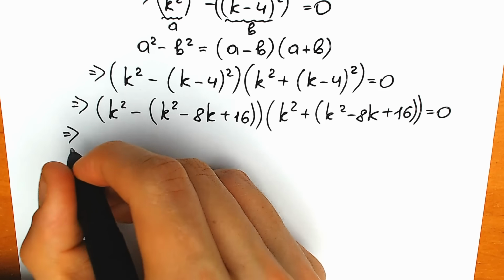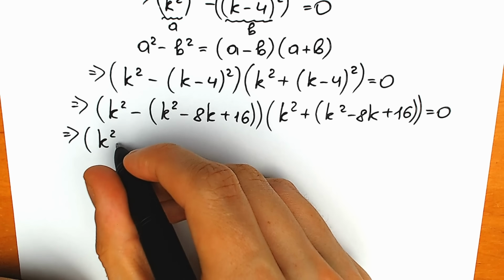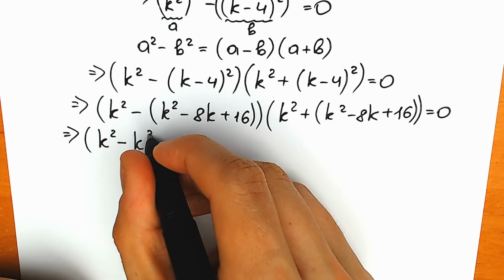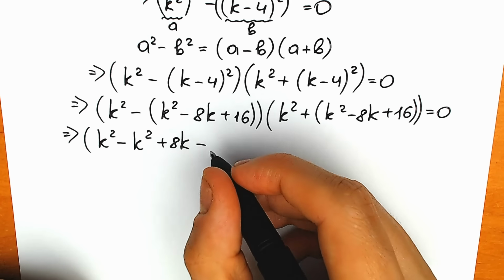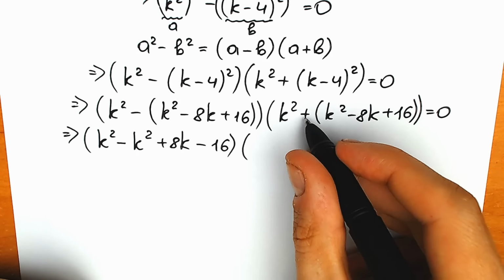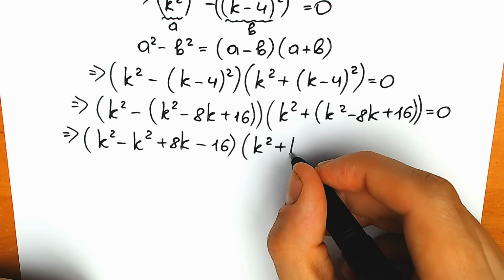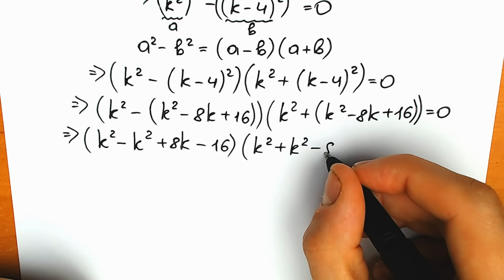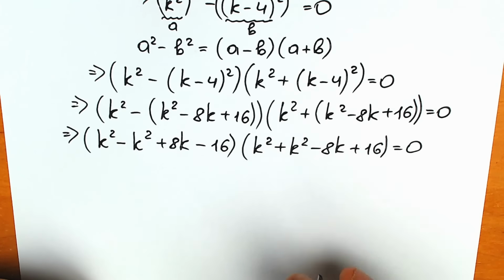Okay, right now let's open our parentheses. So we have k squared, and here we need to change all the signs to the opposite one: k squared minus k squared plus 8k and minus 16. And the second parenthesis without any changes, because we have a positive sign before parentheses: k squared plus k squared minus 8k plus 16 is equal to 0.